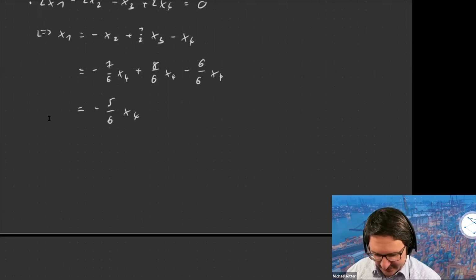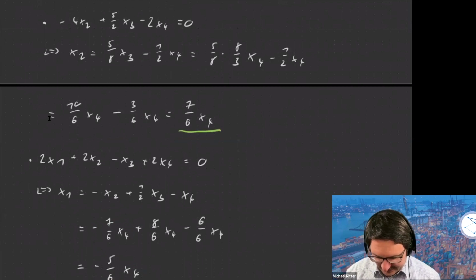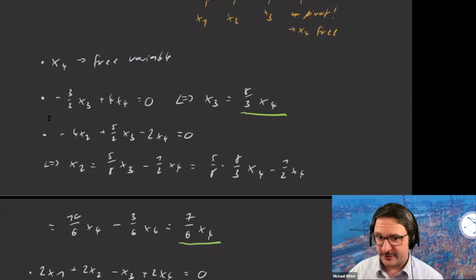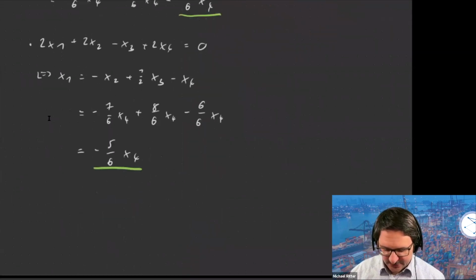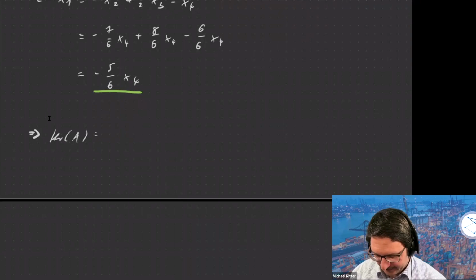Okay, so this is the solution we have. This is x1, this is x2, this is x3, and x4 is a free variable. So that means we can write down the kernel of A as the span, or no, let's be a little slower here, as the following set.